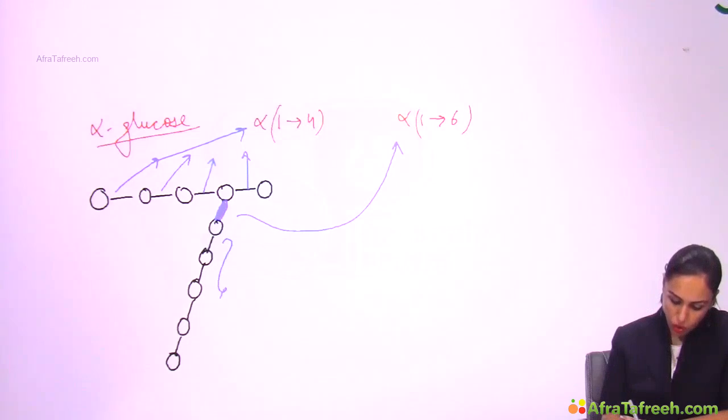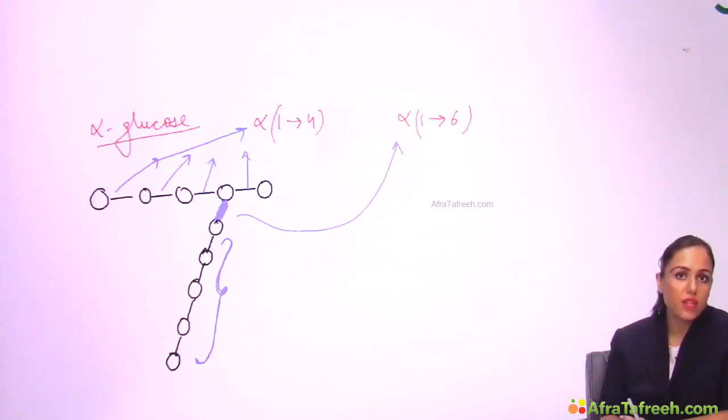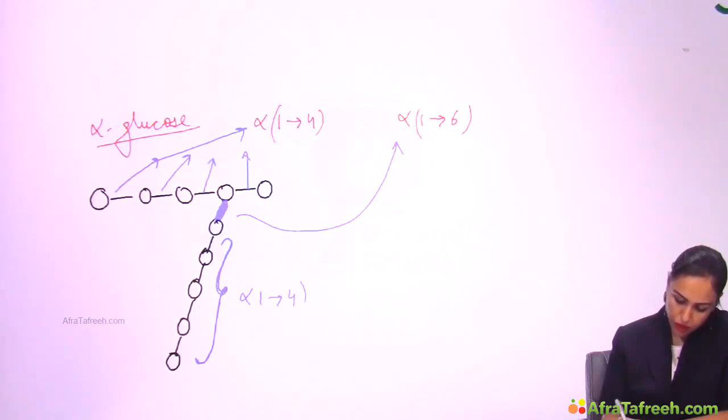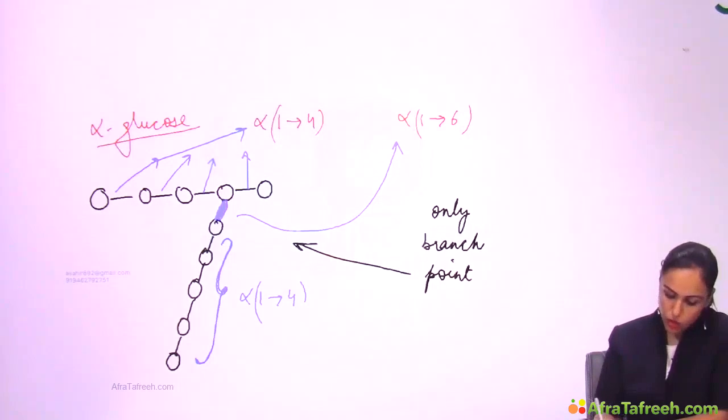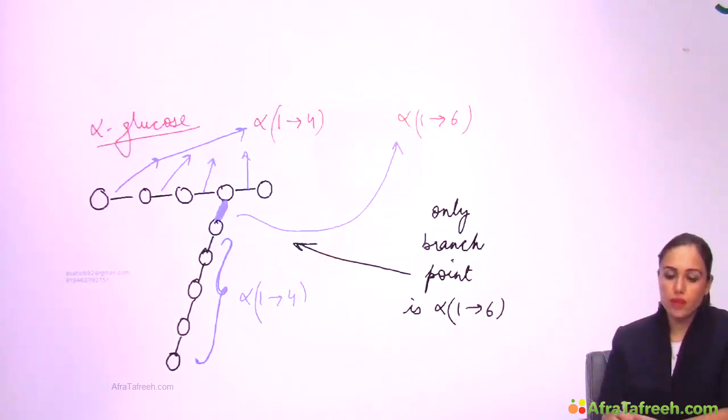The rest are again all glucose residues. See, this is a branch chain in this structure, but all these glucose residues are again arranged in a linear sequence. So all these bonds will be alpha-1,4 bonds. So to be very precise, we should say that only the branch point is alpha-1,6. Only the branch point, one point, right? Only the branch point is alpha-1,6, not the full branch, right?